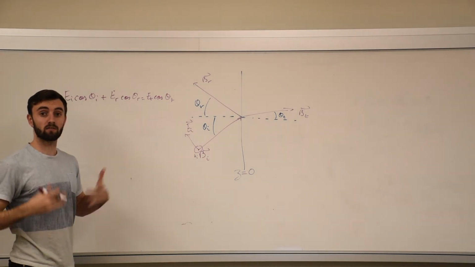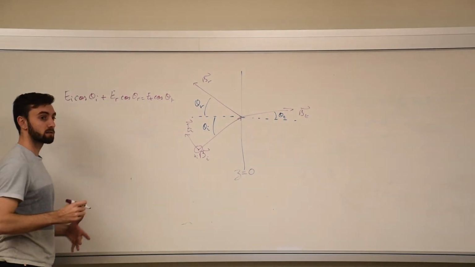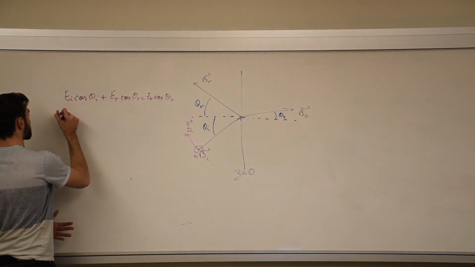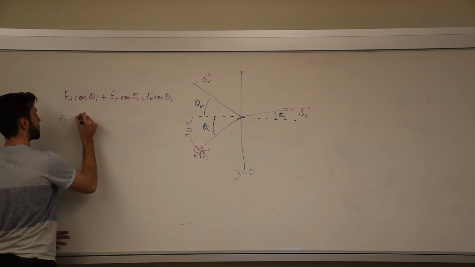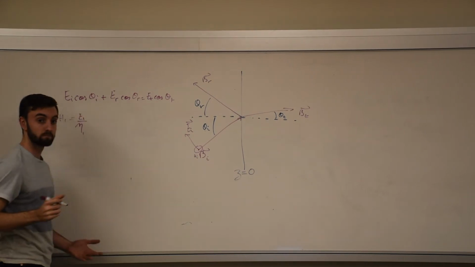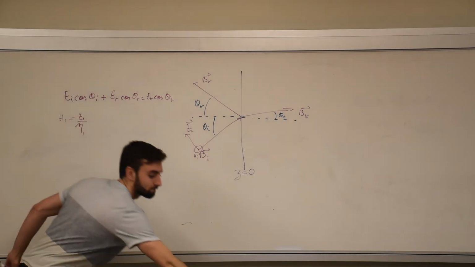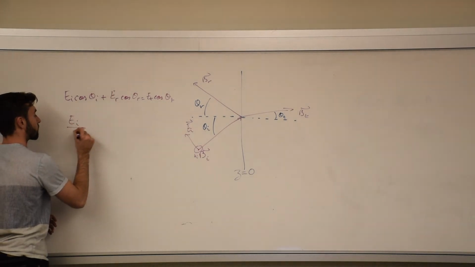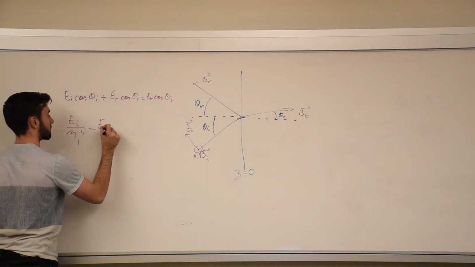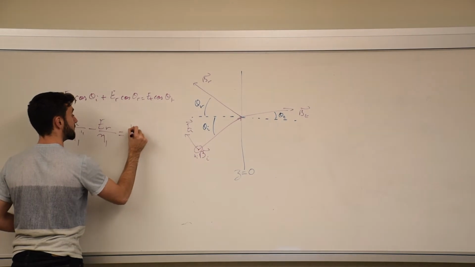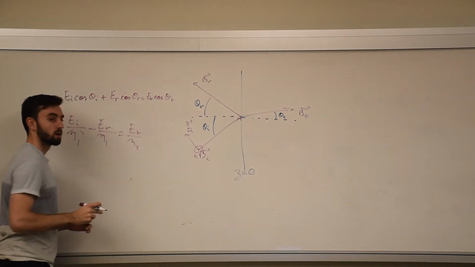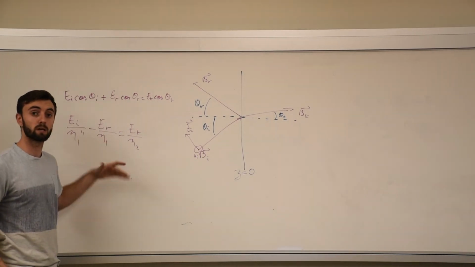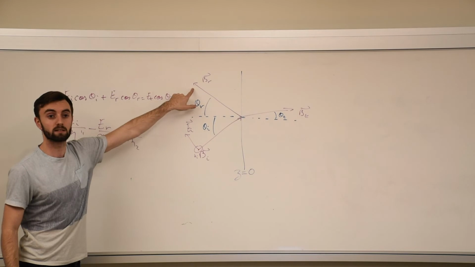Now, knowing that the magnetic fields are continuous at the boundary and that the magnetic field H1 equals E1 over eta 1, we can now derive E I over eta 1 minus E R over eta 1 equals E T over eta 2. Notice the negative sign here and the positive sign here. The negative sign is here because the magnetic fields are flipped in the TM polarization state.